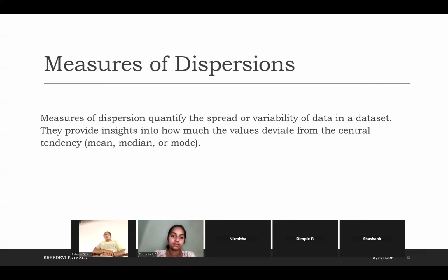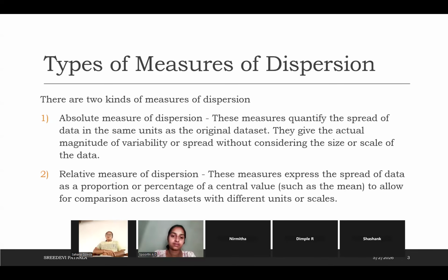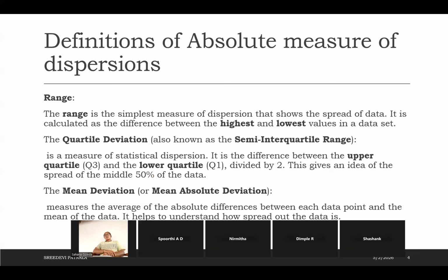What is the spread of variability of data in a data set from mean, median? That is called dispersion. Now, absolute measure of dispersion and relative dispersion. The measures quantify this data in the units of the original data, the actual magnitude of variable spread, without considering the size or scale of the data. That is absolute. When you consider the measures with the spread relative to the central value and allow comparison, then it is called relative.